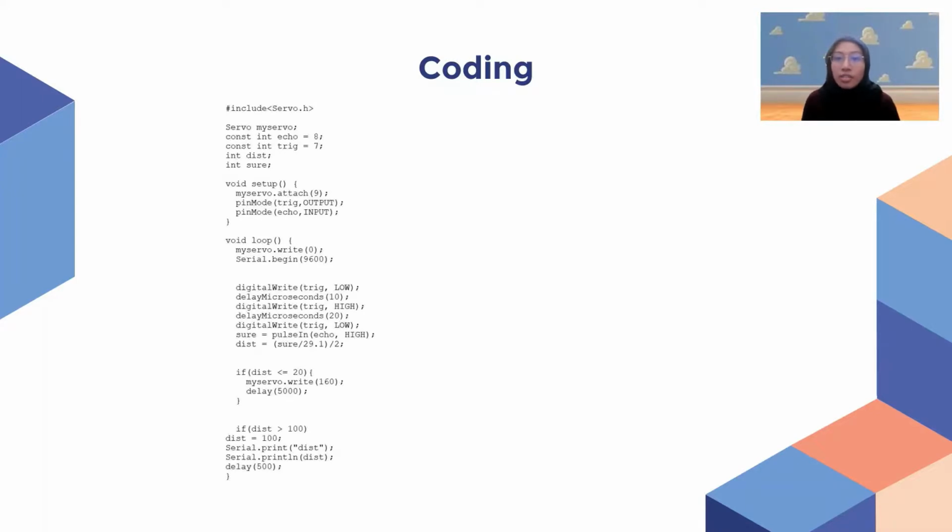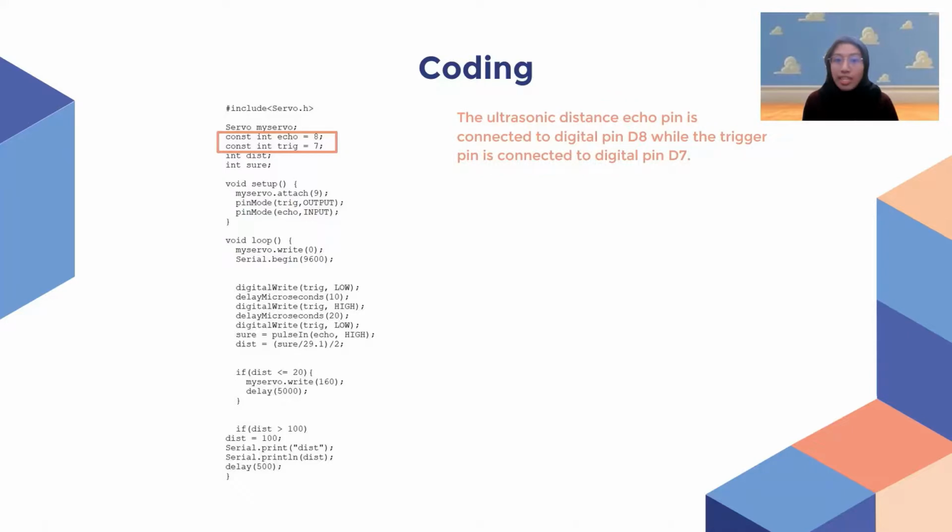Moving on to the next part of my presentation, which is the coding. The coding used in our program is as shown. For this part of the coding, it shows that the ultrasonic distance echo pin is connected to digital pin D8, while the trigger pin is connected to digital pin D7.